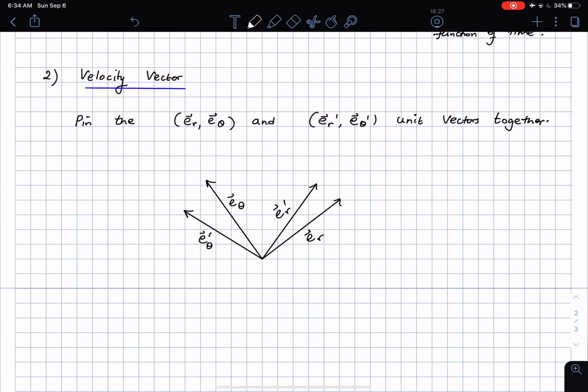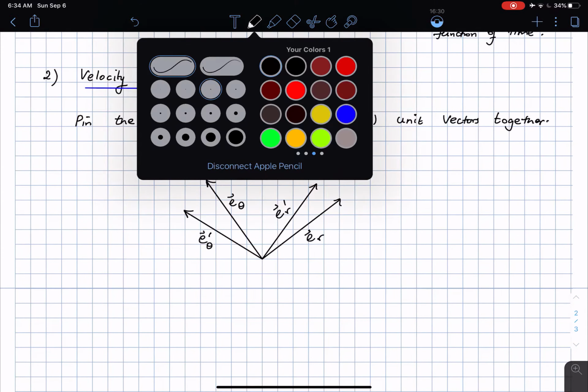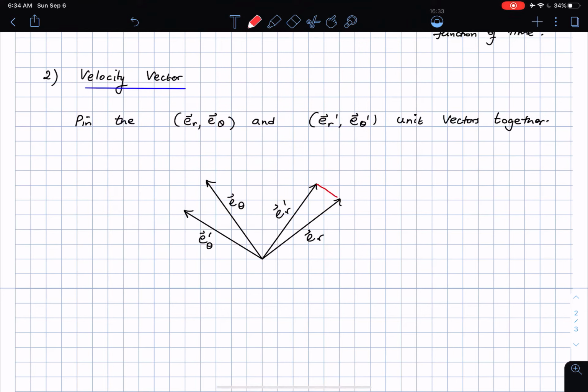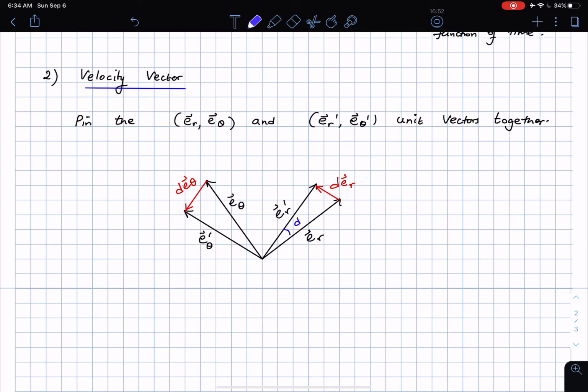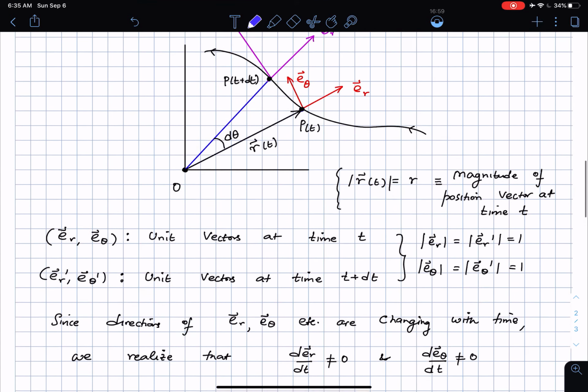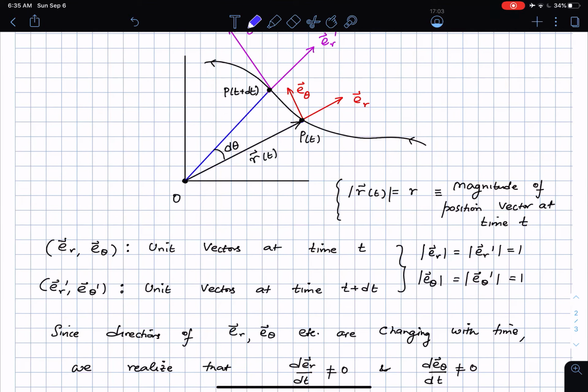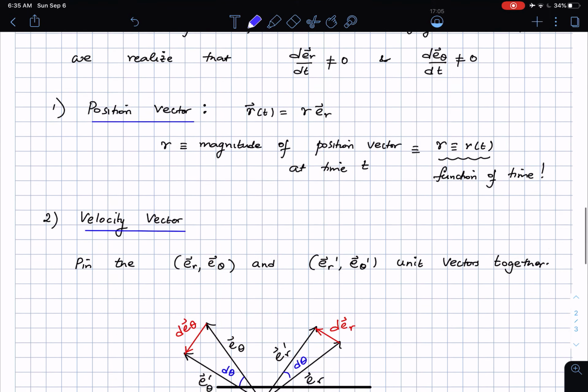And you know from looking at normal tangential coordinates that if I join these two heads together here, then I'm going to get dER. Likewise, if I join these two heads together here, I'm going to get dE theta. And I also know further that the angle inside here is d theta, and the angle here is also d theta. This is because that is the same angle that is traversed by the particle as it goes from one point to the other over time interval dt.